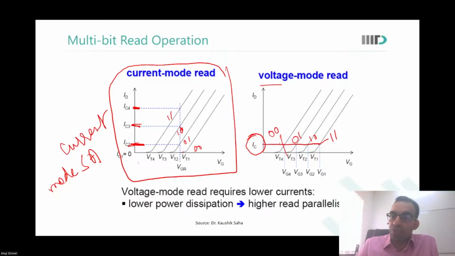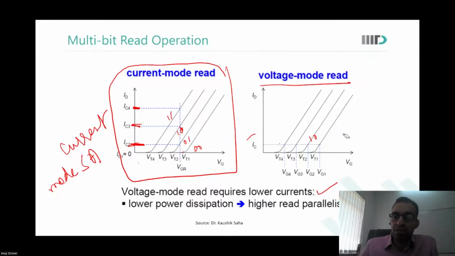Clearly, when you operate in voltage mode, you have fixed the IC per cell. So you require lesser currents. It is lesser power, and also, in one go, you could be able to make out a lot of stuff. So parallelism is also high. Are you able to see this? Any questions?